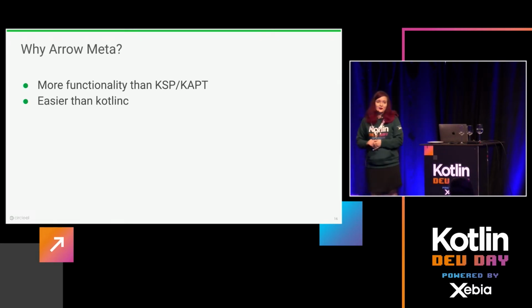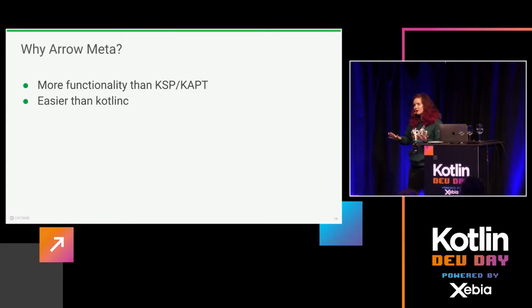And also, I like the approach of Arrow Meta compared to, for example, KSP, which treats the code as an immutable source. But with Arrow Meta, you can go through the syntax tree and operate with all kinds of blocks, which I will show you a bit later.